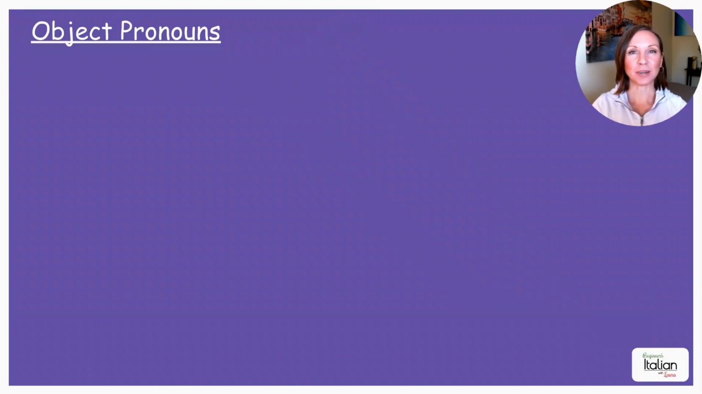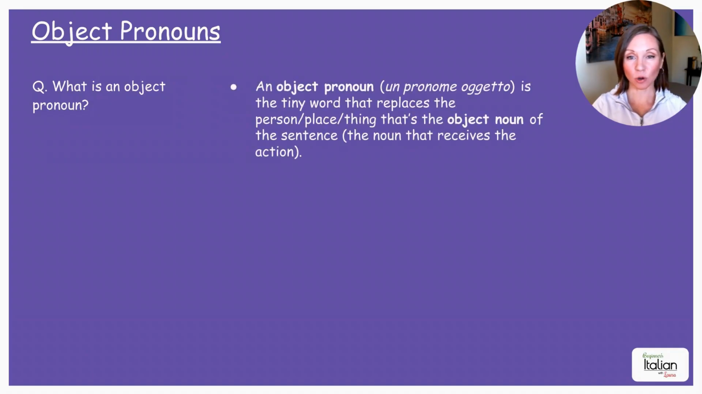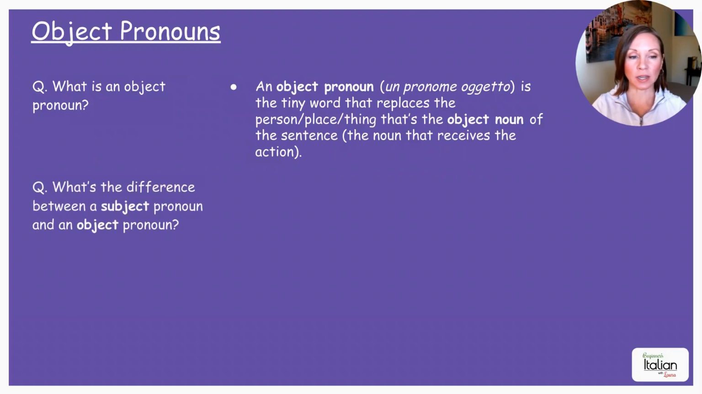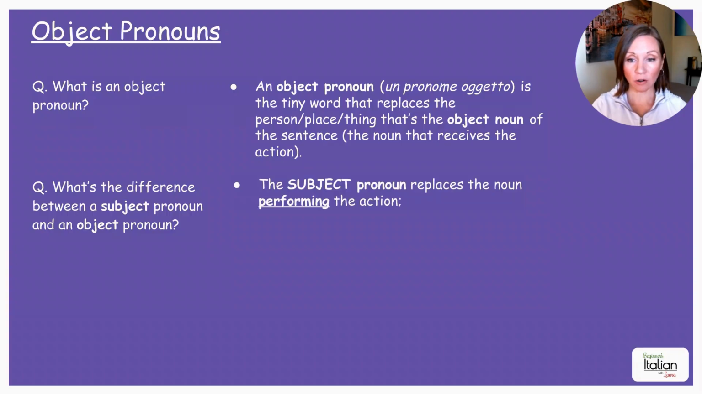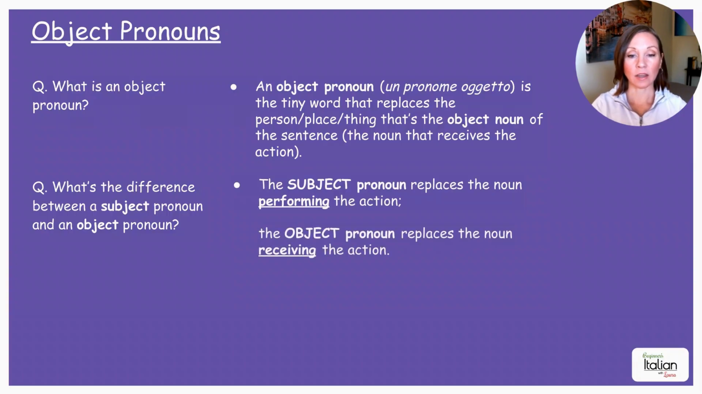Okay, object pronouns. What is an object pronoun? An object pronoun, un pronome oggetto, is the tiny word that replaces the person, place, or thing that's the object noun of the sentence, the noun that receives the action. Okay, so what is the difference between a subject pronoun, which we went over way at the beginning of the unit, and an object pronoun? So the subject pronoun replaces the noun performing the action. The object pronoun replaces the noun receiving the action.